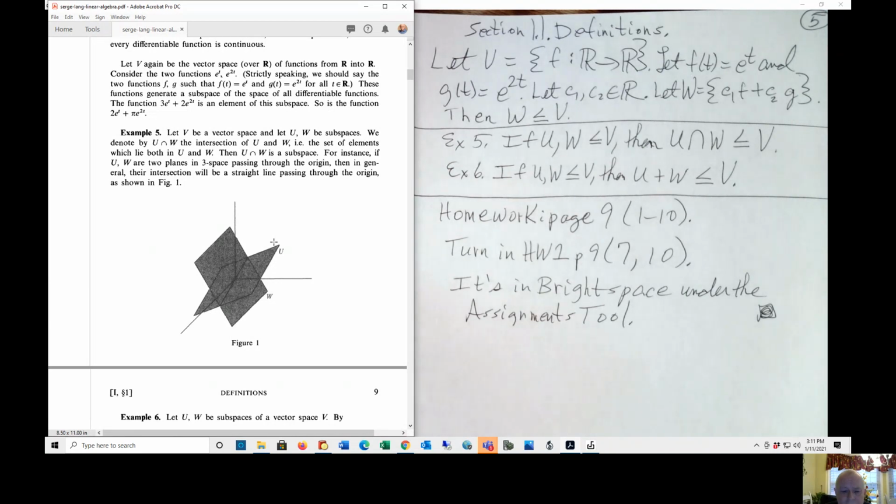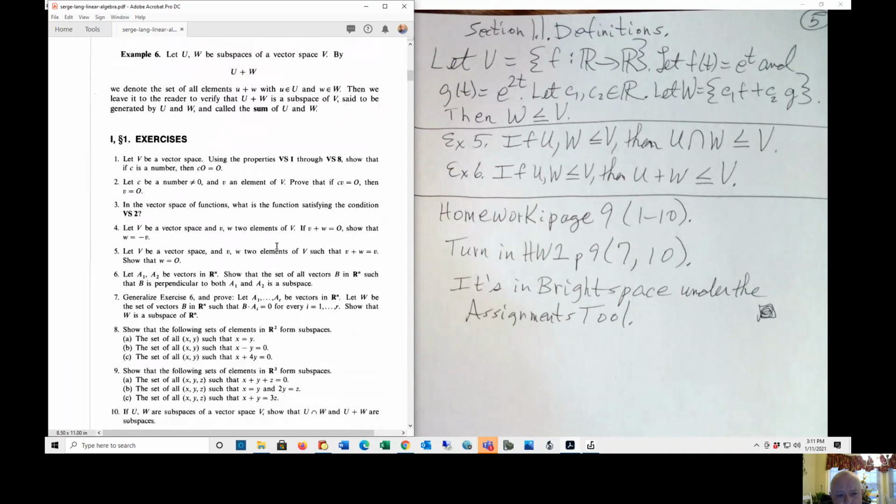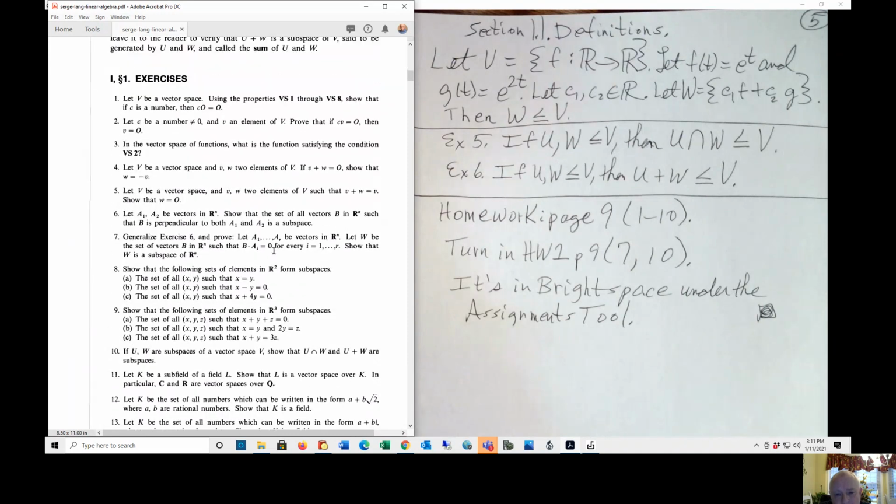Now, our first homework is on page 9, and I do want us to work towards 1 through 10, all of 1 through 10. Now, the turn-in homework in Brightspace is only number 7 and number 10.